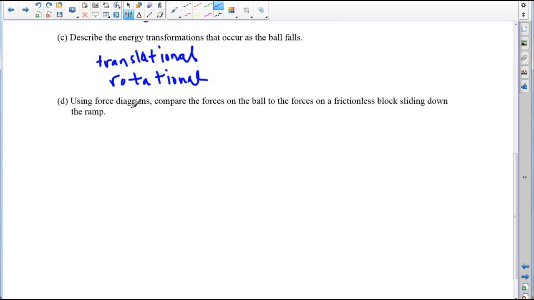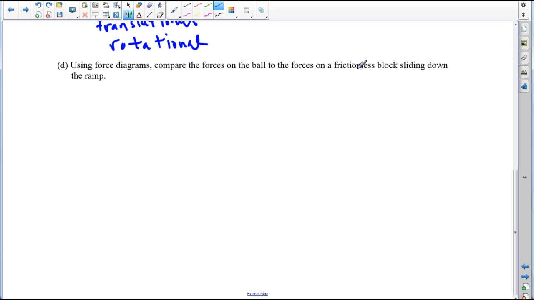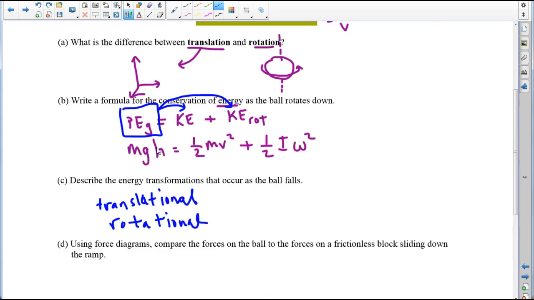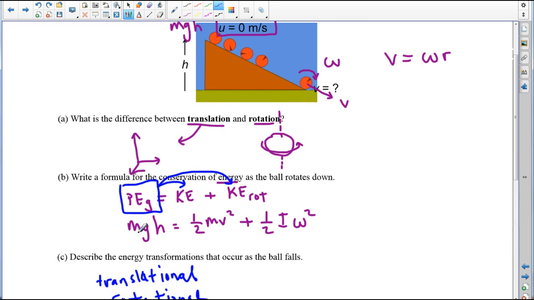Now let's look at part D and compare the forces. So I want to first consider this ball as it goes down.